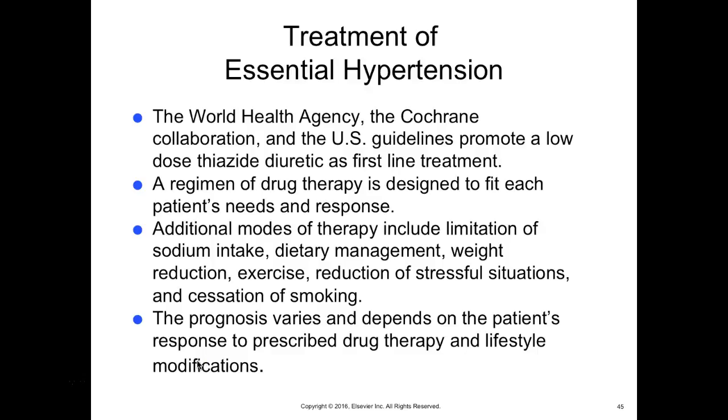All right, treatment of essential hypertension. The World Health Organization and the Cochrane collaboration, with the U.S. guidelines, promote a low-dose thiazide diuretic as the first line of treatment. So a thiazide diuretic is a specific type of diuretic. There's different categories. There's potassium sparing, non-potassium sparing. And so depending on the patient, really the therapy has to be designed to fit each patient.